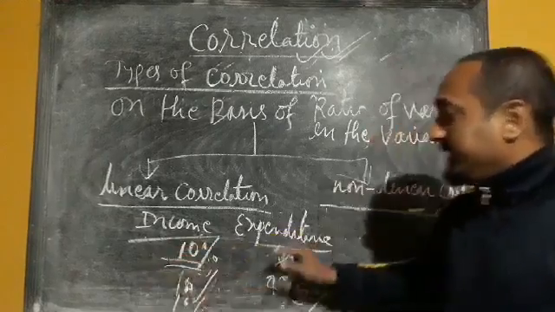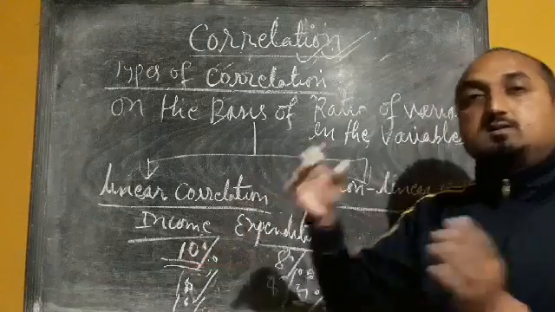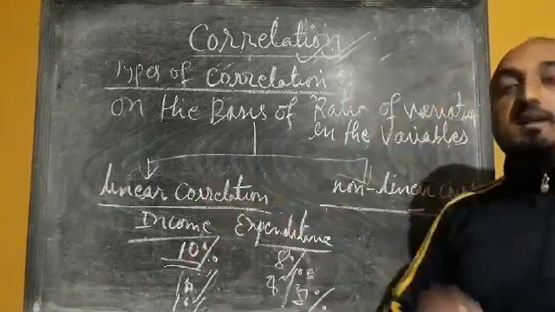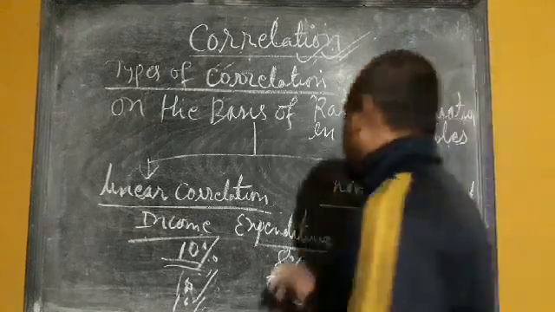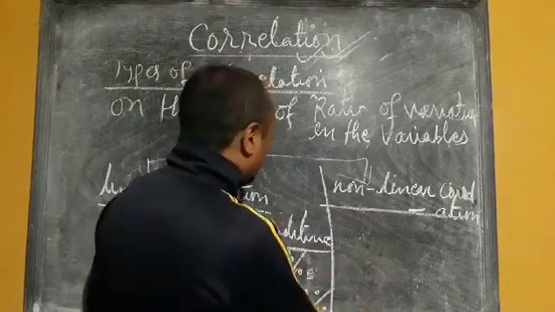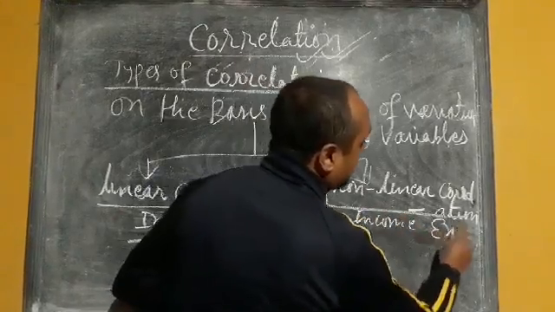Here the income and expenditure are more or less changing at a constant rate. So that is called linear correlation. Now next case, we will explain non-linear correlation. So here also let's take the example of income and expenditure.